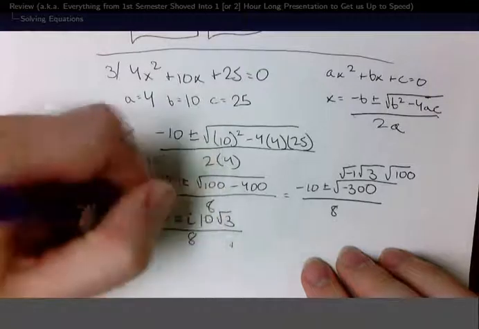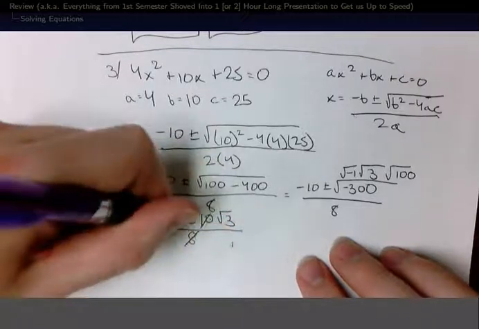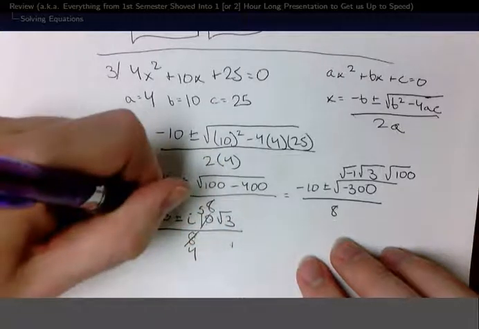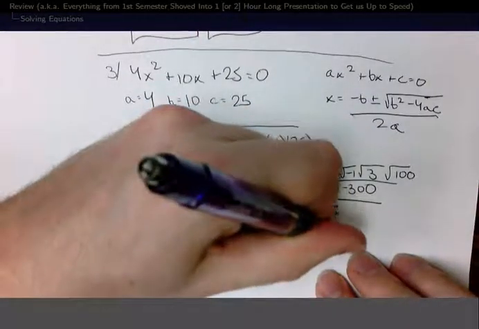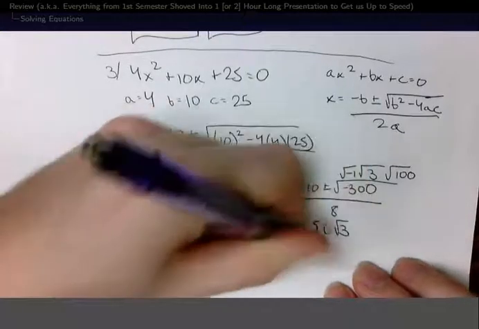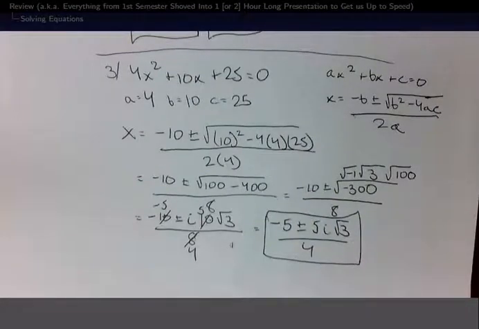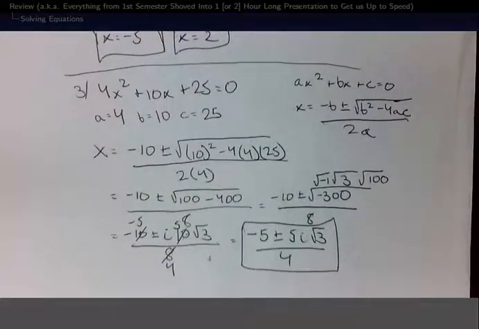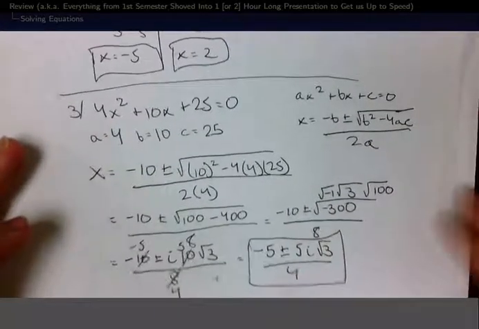And at this point, since we have a common factor of 2 in every single term here, we can go ahead and cancel that out. So 2 goes into 8 4 times, 2 goes into 10 5 times, and 2 goes into negative 10 negative 5 times. So eventually, what we're left with is negative 5 plus or minus 5i square root of 3, all divided by 4. So again, the main thing I wanted to get at was just a reminder of what the quadratic formula is and how we can use that in our discussions here.